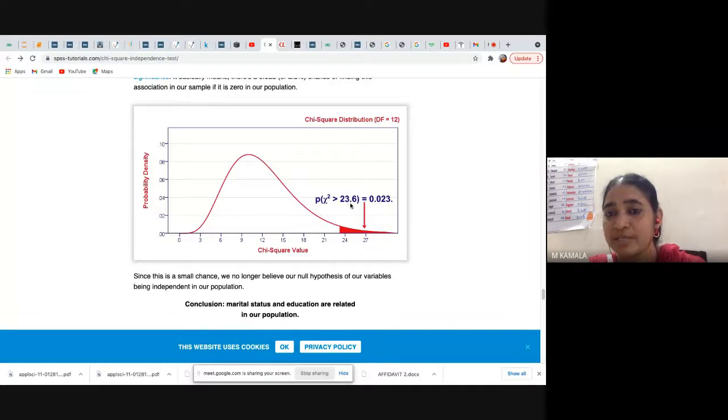P value is your 23.6, which we have to see that probability, which is like your chi-square. Chi-square is your 23.6, for which we have to calculate the P, the probability value.